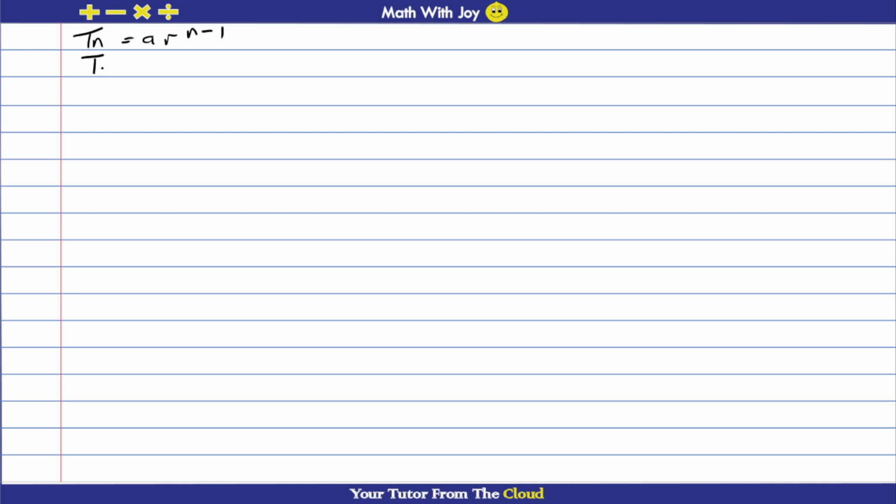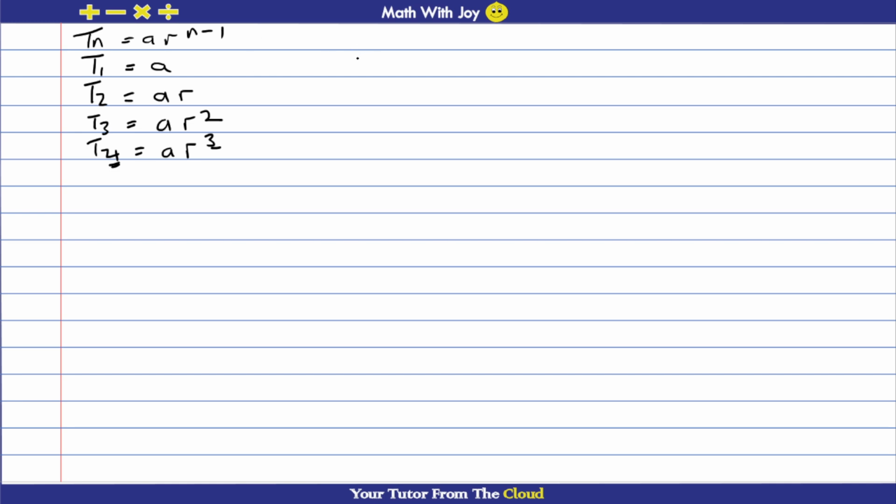So if I want term 1, it will be the a value, and then term 2 will be the a value times r. Term 3 will be the a value times r squared. As you can see, the r's are evolving, so term 4 will be something like a times r cubed. Always one less than what the term is, because you're always subtracting one.